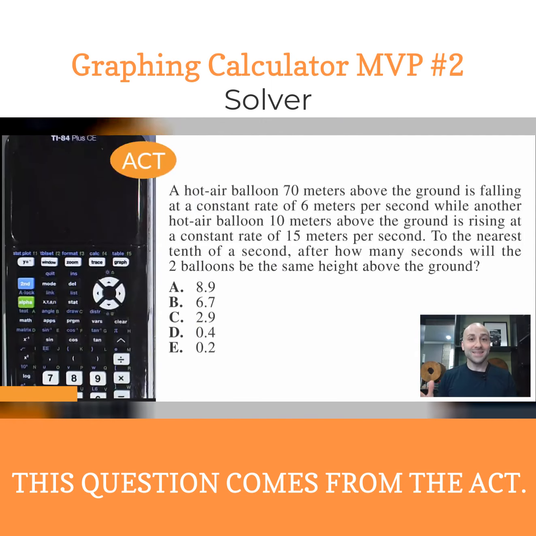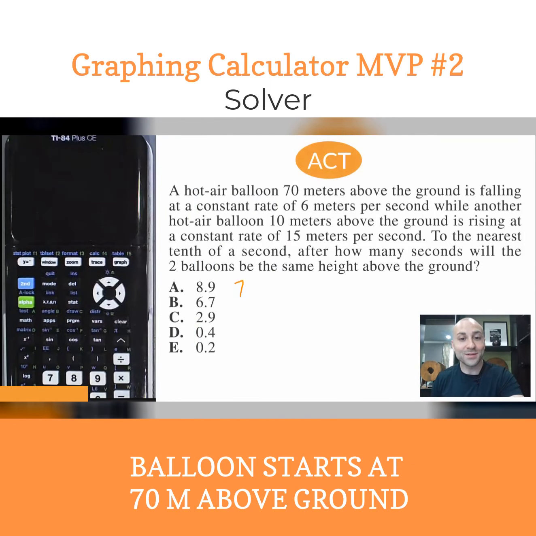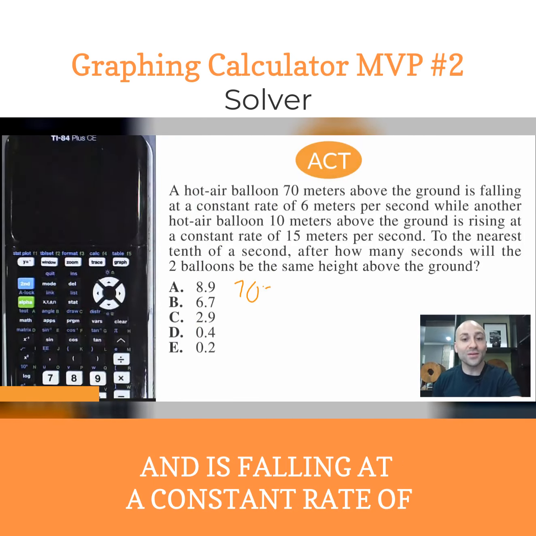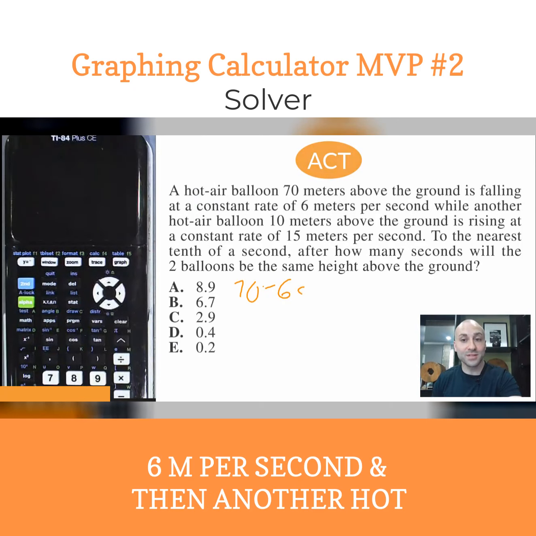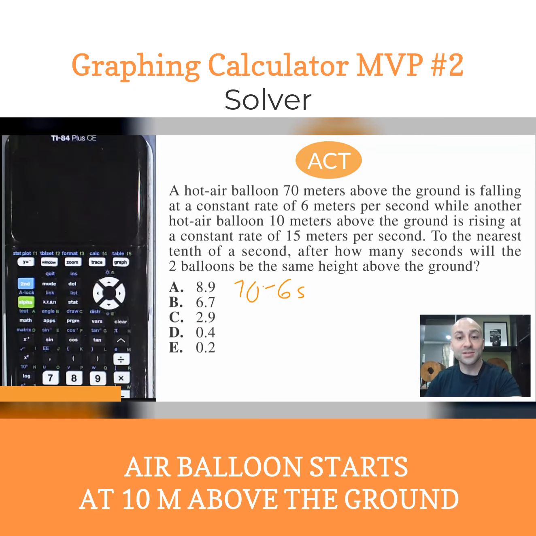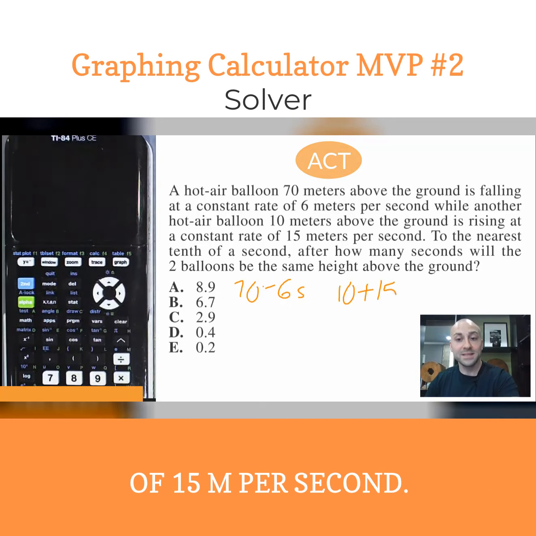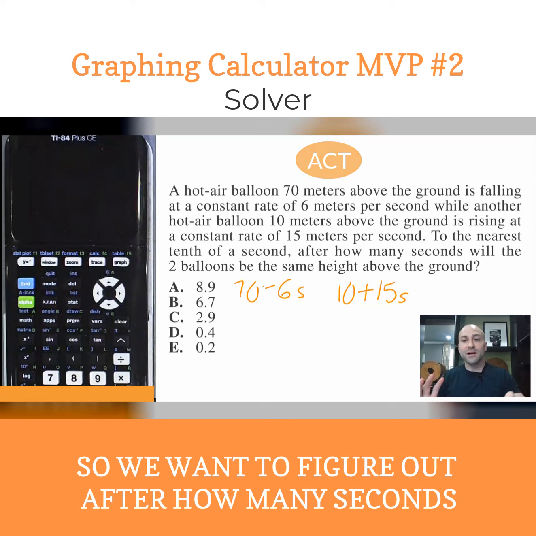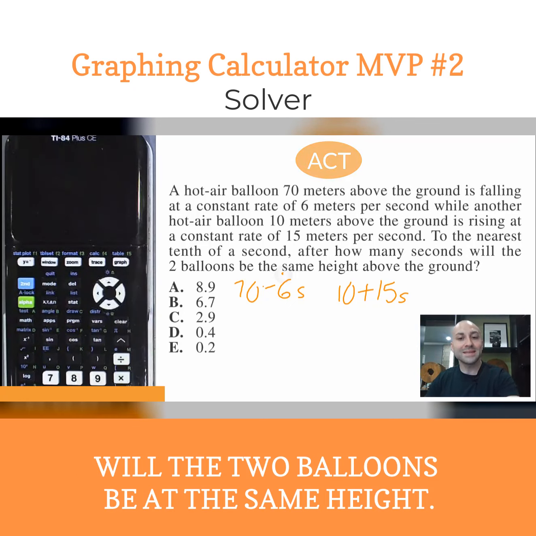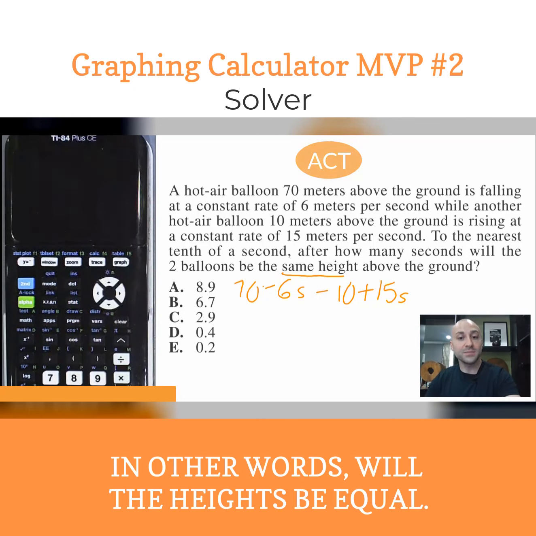This question comes from the ACT. Notice it says that a hot air balloon starts at 70 meters above ground and is falling at a constant rate of 6 meters per second. And then another hot air balloon starts at 10 meters above the ground and it's rising at a constant rate of 15 meters per second. So we want to figure out after how many seconds will the 2 balloons be at the same height? In other words, will the heights be equal?